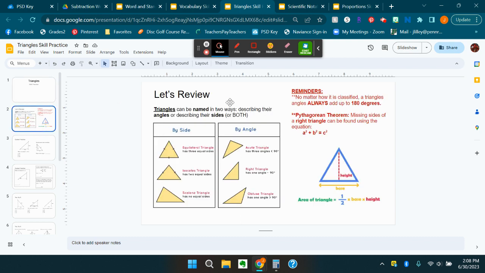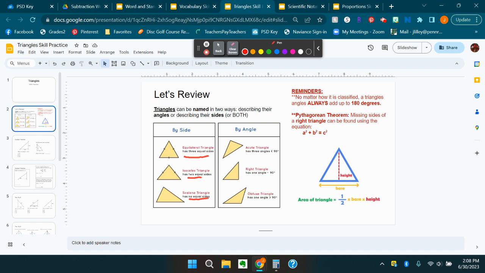First, let's just do a little bit of review. Triangles can be named in two ways. One way we can describe them is using their angles, and the other way is using their sides, and sometimes both. So if we're looking at how we could name triangles by their sides, if all three sides are the same, we call that an equilateral triangle, which kind of sounds like what it means, right? Equal means it has three equal sides. If two sides are the same and one side is different, we call that an isosceles triangle. And if all three sides are different, no equal sides, we call that scalene.